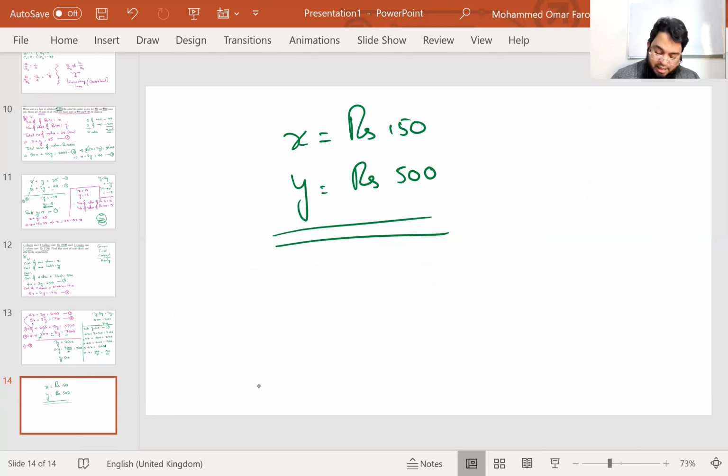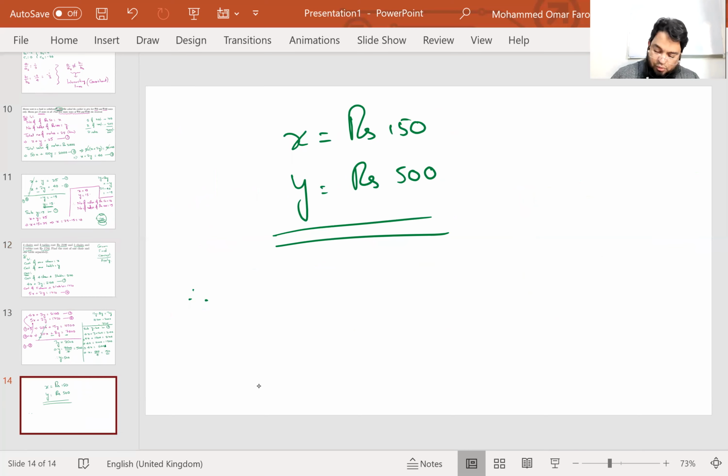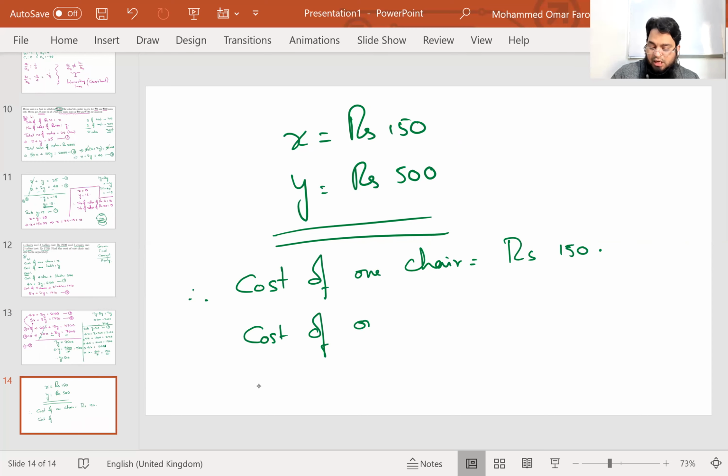So what is x, my dear? It is the cost of one chair. So therefore the cost of one chair equals rupees 150, and the cost of one table is rupees 500. Got it, my dear students?